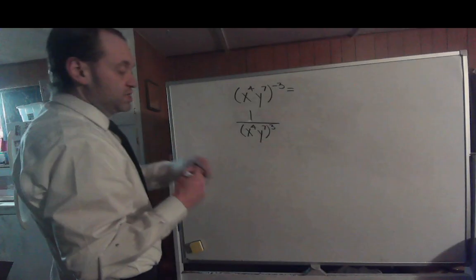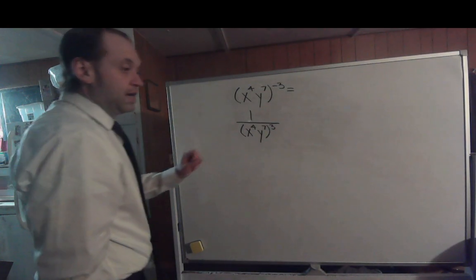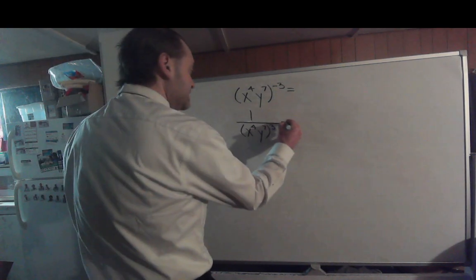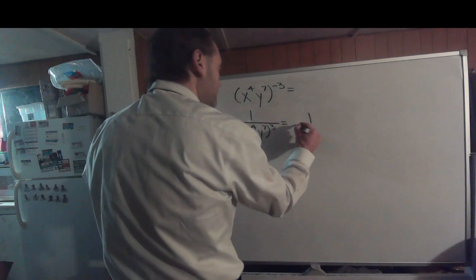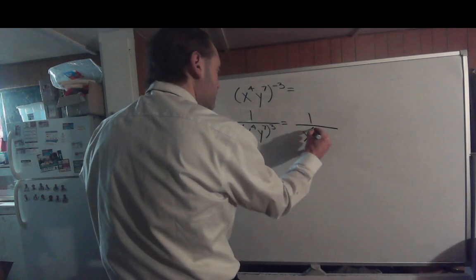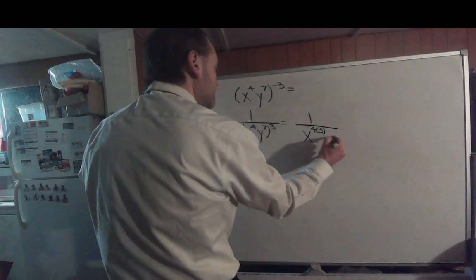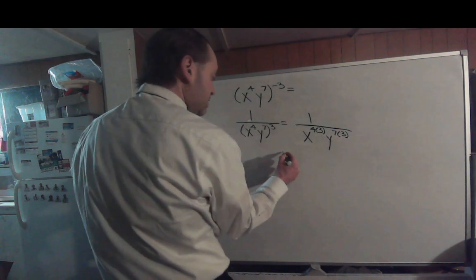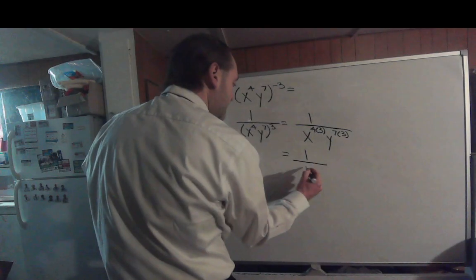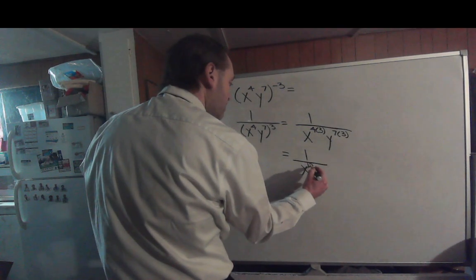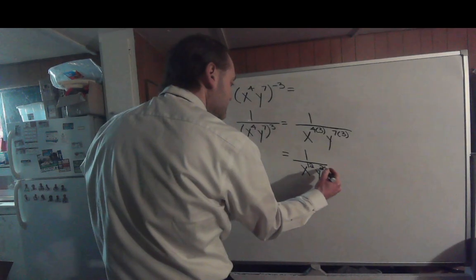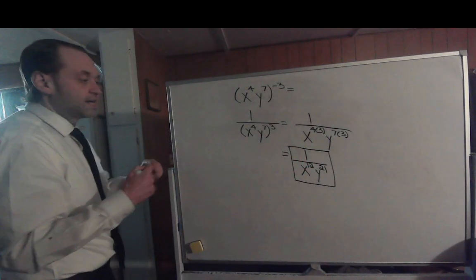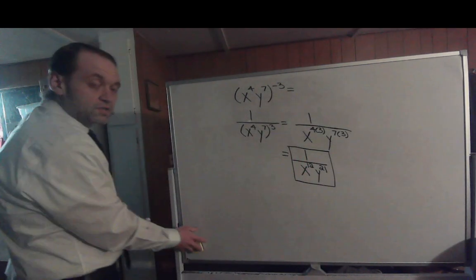Now you're just going to do the rule of, if you have two bases to a power, that's going to be the same as 1 divided by x to the 4 times 3 times y to the 7 times 3, which would end up giving you 1 over x to the 12th y to the 21st. So that's exactly what that would turn into. You would get 1 over x to the 12th y to the 21st.